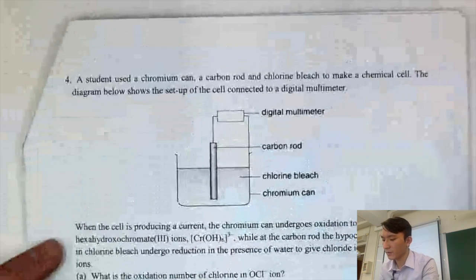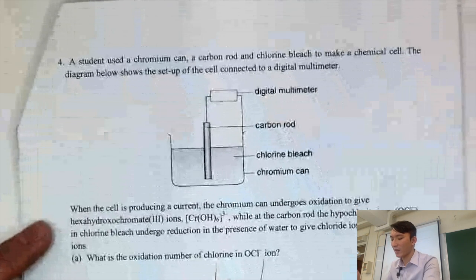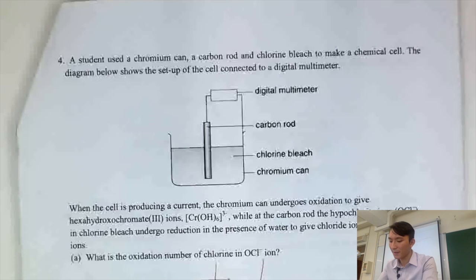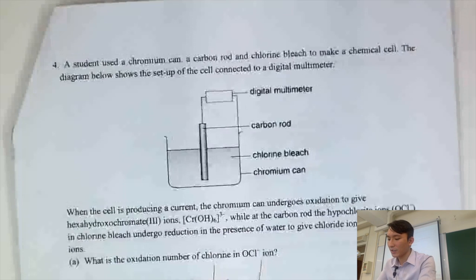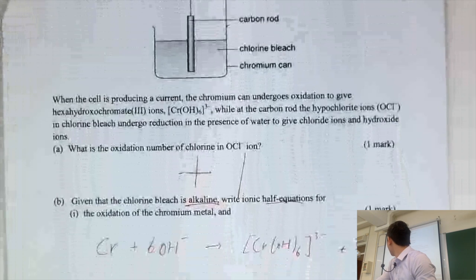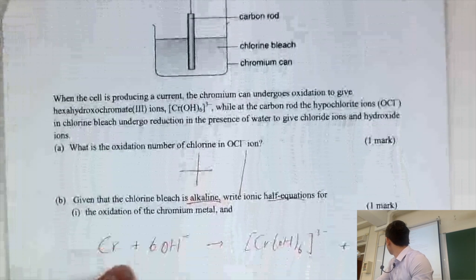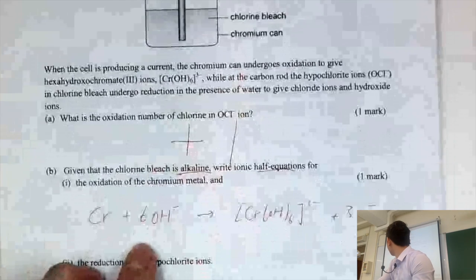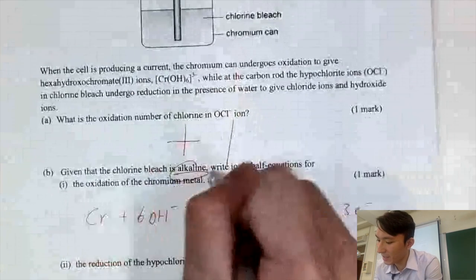Again, chlorine bleach. Really like chlorine bleach. But this one, you come across a question asking you to balance half equation using in alkaline medium. So oxidation number of this one, again, positive 1, okay? And oxidation of chromium metal. So in alkaline medium, you see alkaline medium, very important.